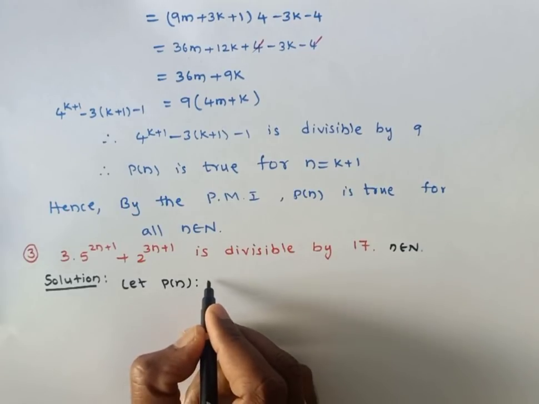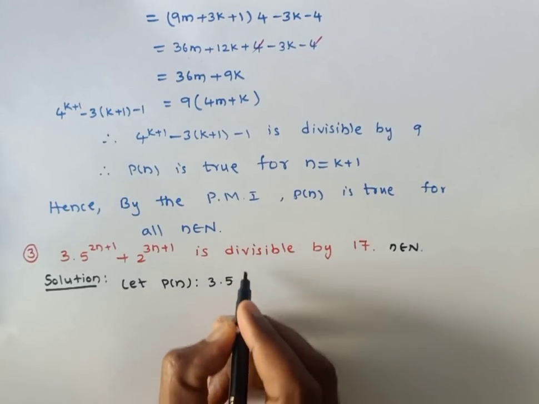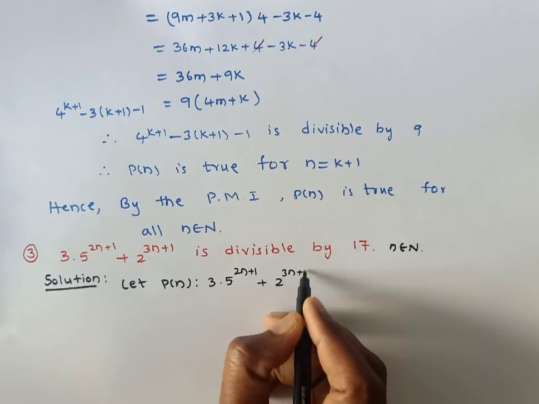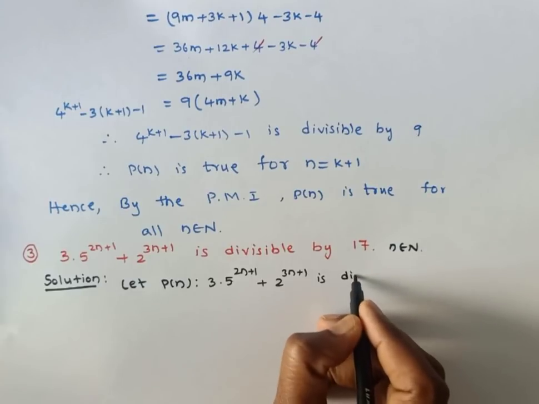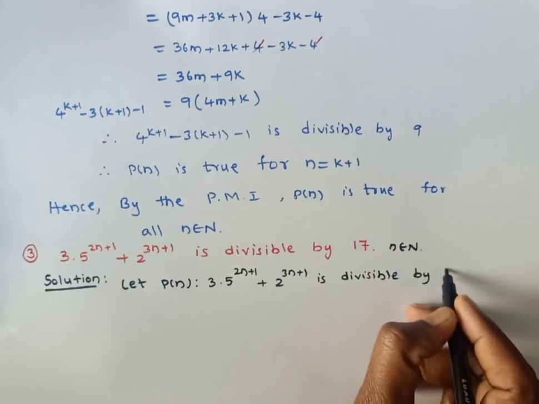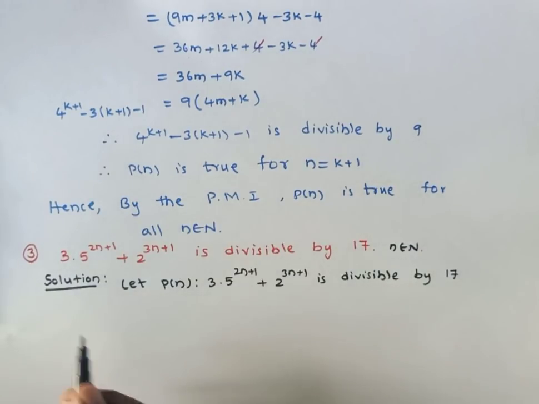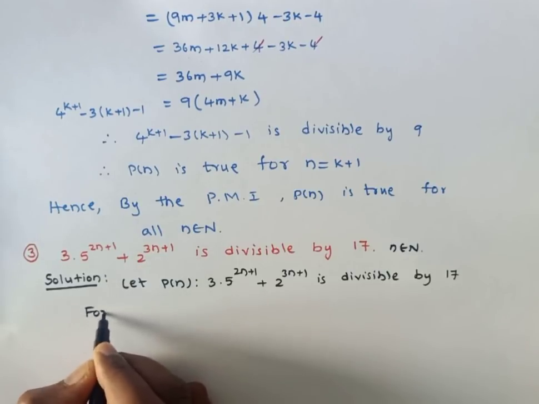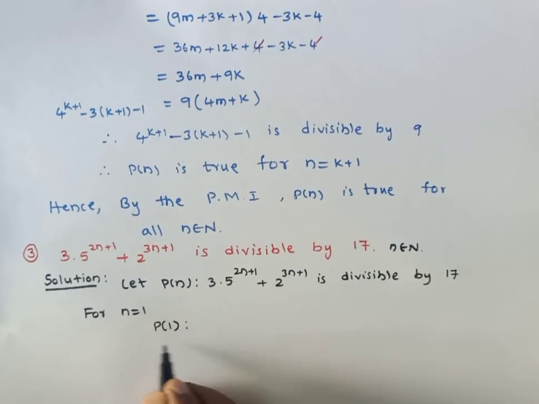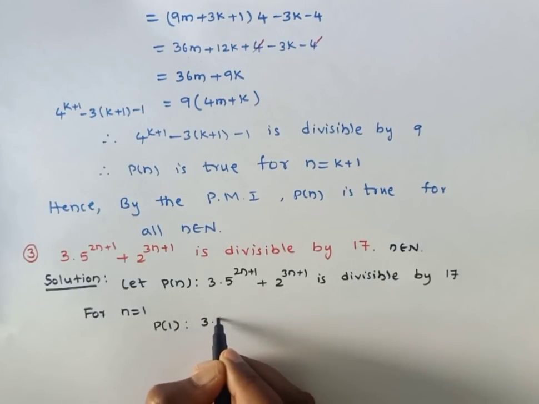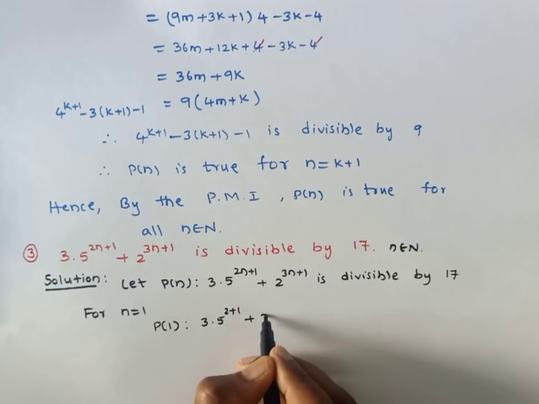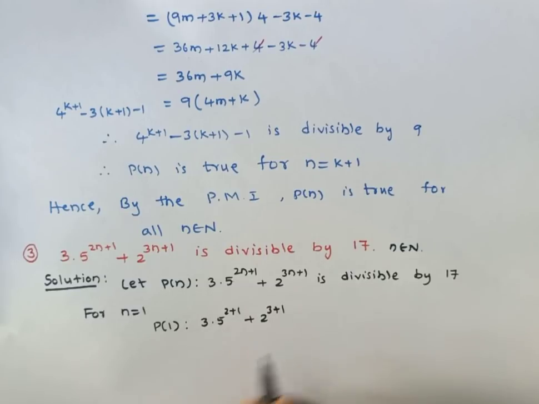So P(n) = 3 into 5 to the power of 2n plus 1, plus 2 to the power of 3n plus 1, is divisible by the number 17. Our first step is n equals 1. Therefore P(n) becomes P(1), which is 3 into 5 to the power of 2 into 1 plus 1, plus 2 to the power of 3 plus 1.